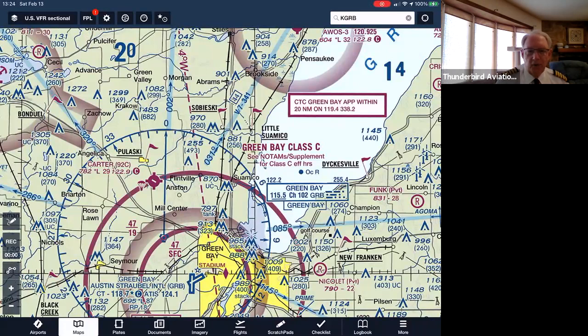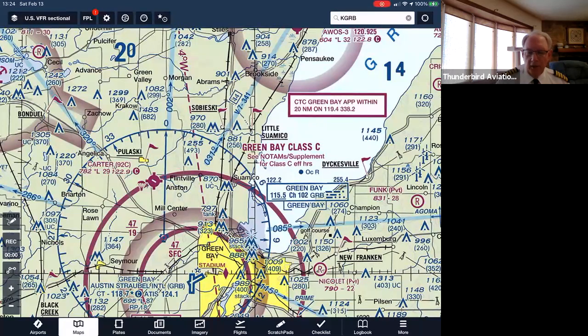So 2,500 feet is between 1,900 feet MSL and 4,700 feet MSL. So when we cross that outer ring, we will be inside the Class C airspace. So do we have to talk to anybody? And the answer is yes.